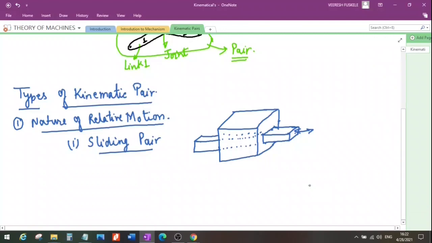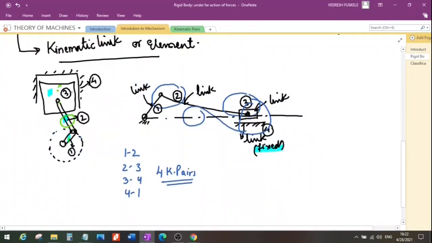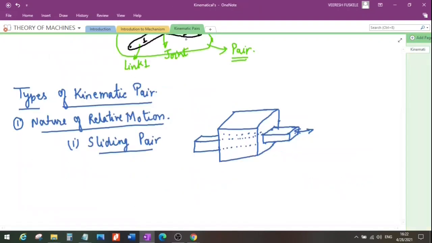A very good example of this sliding pair is, if you see this piston cylinder arrangement, this piston and cylinder are basically forming a sliding pair. This piston will be moving to and fro, up and down inside this cylinder. It cannot move in any other direction, and it cannot even rotate around the axis of the cylinder, right? So it can only move up and down.